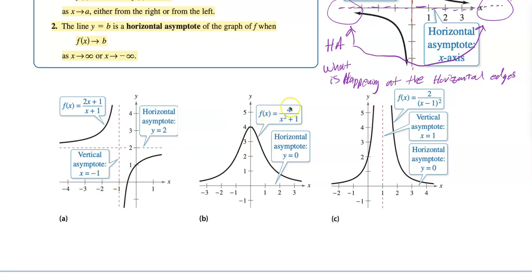Over here, there's no vertical asymptote, but there's a horizontal one at 0. If you look at both edges, as you get close to 0, it's getting close to it. This one has a vertical asymptote at 1. Notice nothing crosses it. Horizontal 0 again. As you go out both sides, it approaches 0.